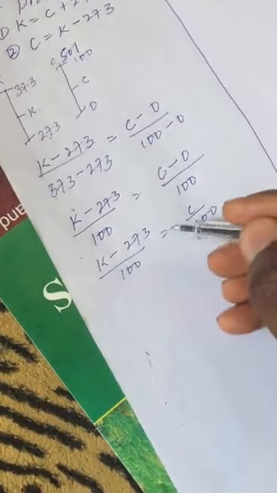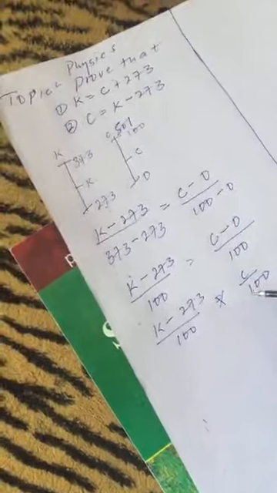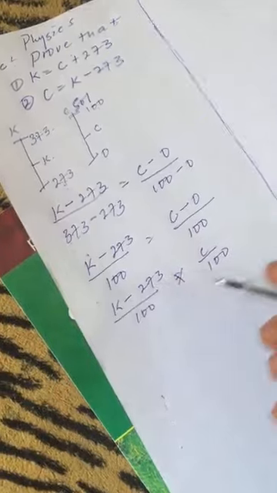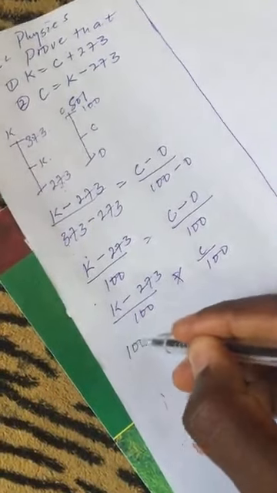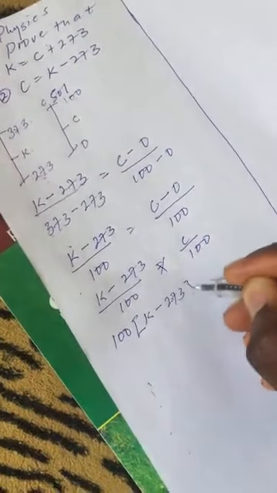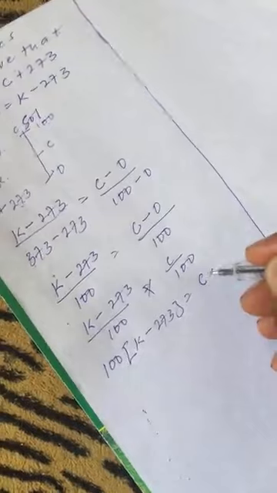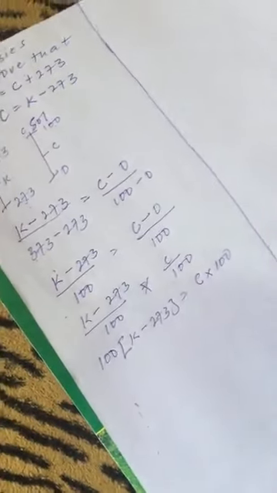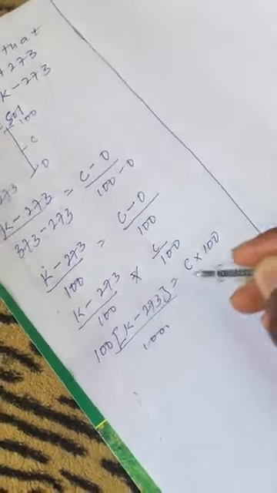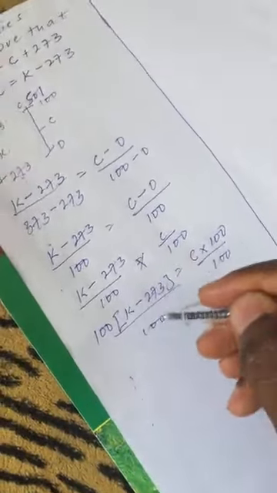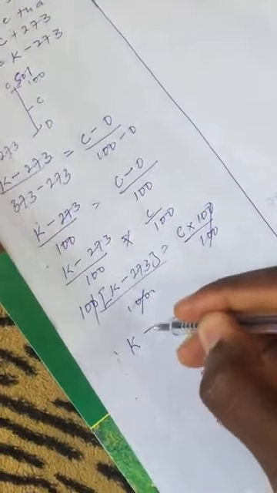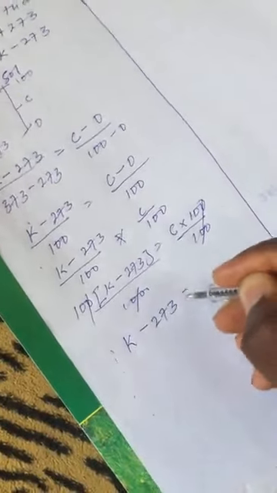So what we'll do, we cross multiply here. When we cross multiply, we will have 100 times k minus 273, which becomes 100 bracket k minus 273, and is equal to C times 100. So we are looking for this, therefore we divide both sides by 100. When we divide both sides by 100, 100 take away 100, 100 take away 100, we will have k minus 273 is equal to C.